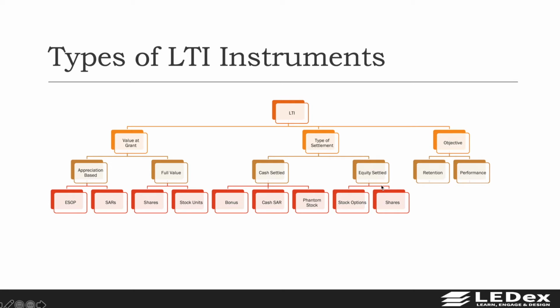Equity settled options could be stock options, shares, in which the value at the end of the vesting period is delivered in the form of some kind of a stock award. If retention is the primary objective, RSUs or restricted stock units are the most common LTI instrument. If performance is the primary objective, shareholders typically like to see performance-linked share units or a variant of that.